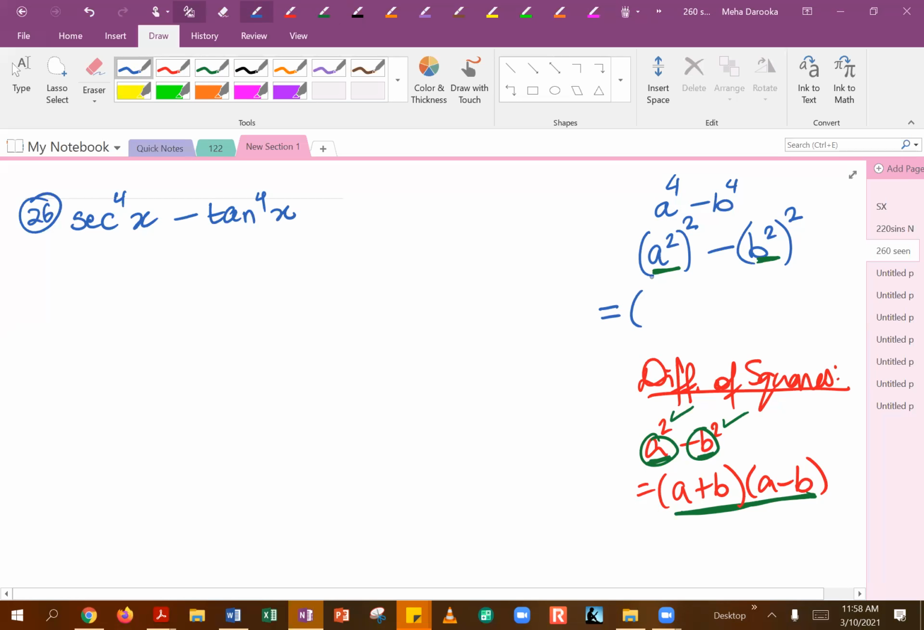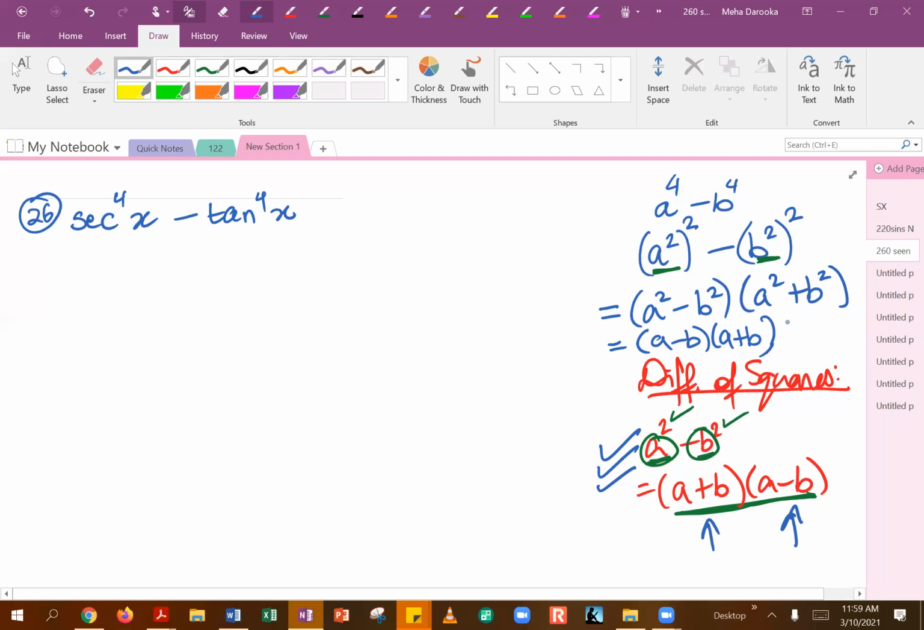So this will break down into a square minus b square. That's going to be the a minus b factor from our difference of squares. And then the other factor you can write as a square plus b square, which will be the second factor over here. But now you will see your first parentheses is a square minus b square, which is the original form of our difference of squares. So you can break that first parentheses further down into a minus b and a plus b. But the second factor, a square plus b square, will stay the same.